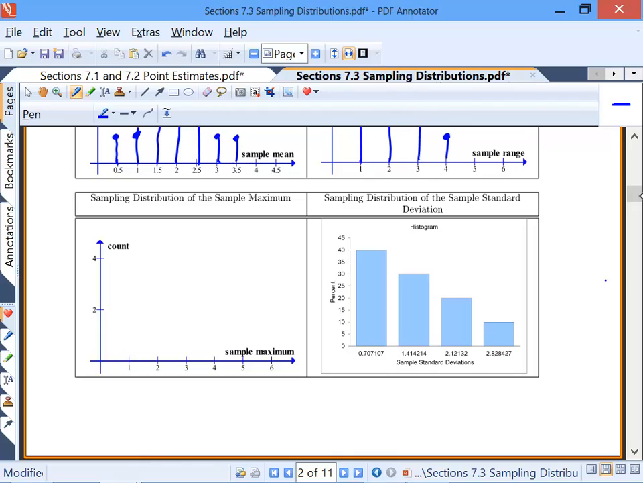And the sampling distribution of the sample maximum. So how many times did I get a 1? 1. A 2? 2. A 3? 3. And a 4, 4. And this would be a nice left skew distribution with my long left tail. The most likely maximum is a 4, which makes sense. And the sampling distribution for my sample standard deviation, notice again, is a nice right skew one. Notice I did this in MegaStat, which is why these are percents instead of counts.